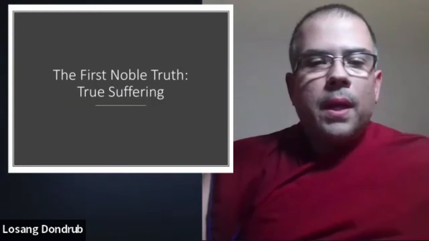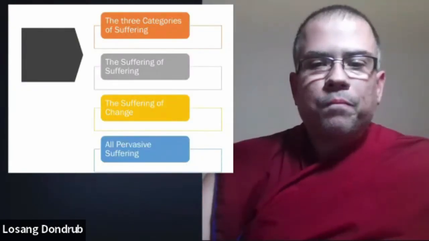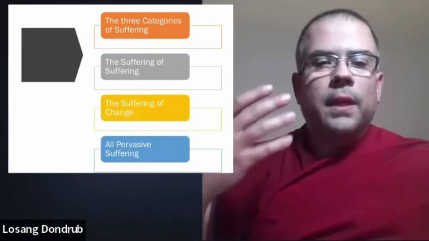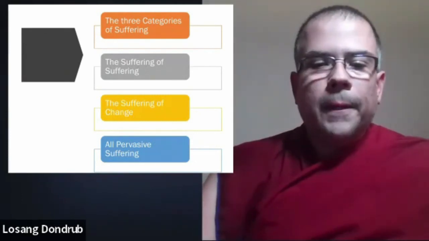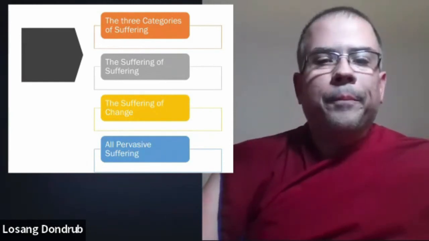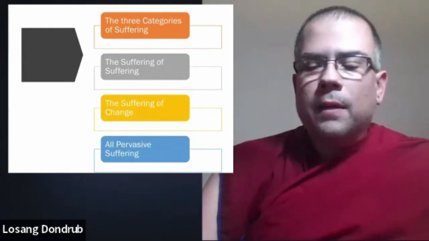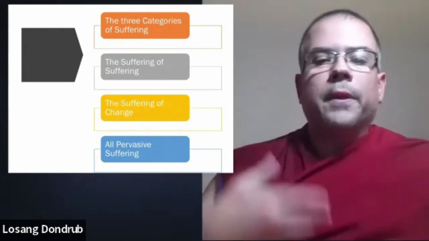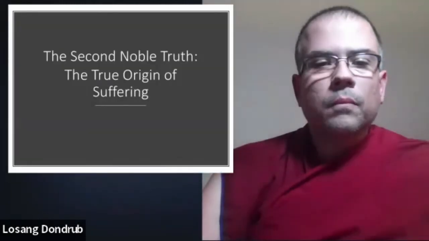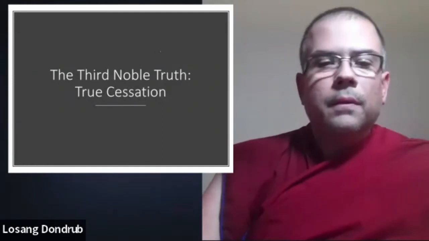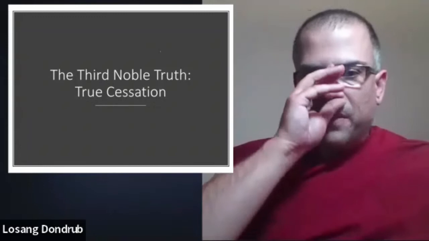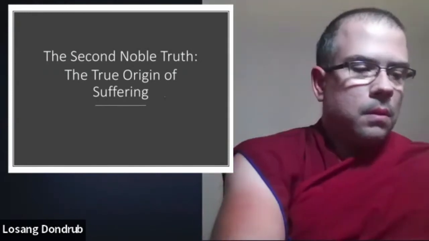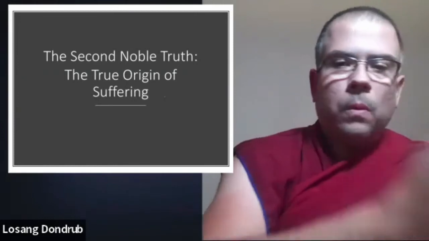Okay. So now, again, I think we've covered this adequately before. We're circling back now to the Four Noble Truths, but I think we covered that pretty well in the first class. The suffering of suffering, the suffering of change, all pervasive suffering, the origin of suffering, true cessation. Yeah, I think we've covered those adequately before.